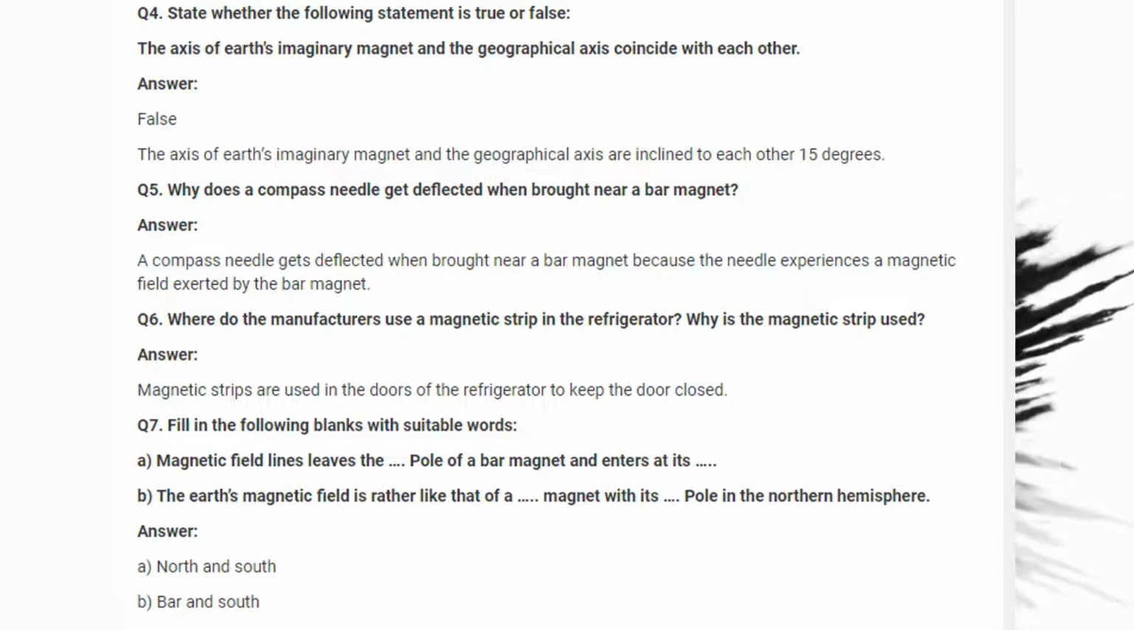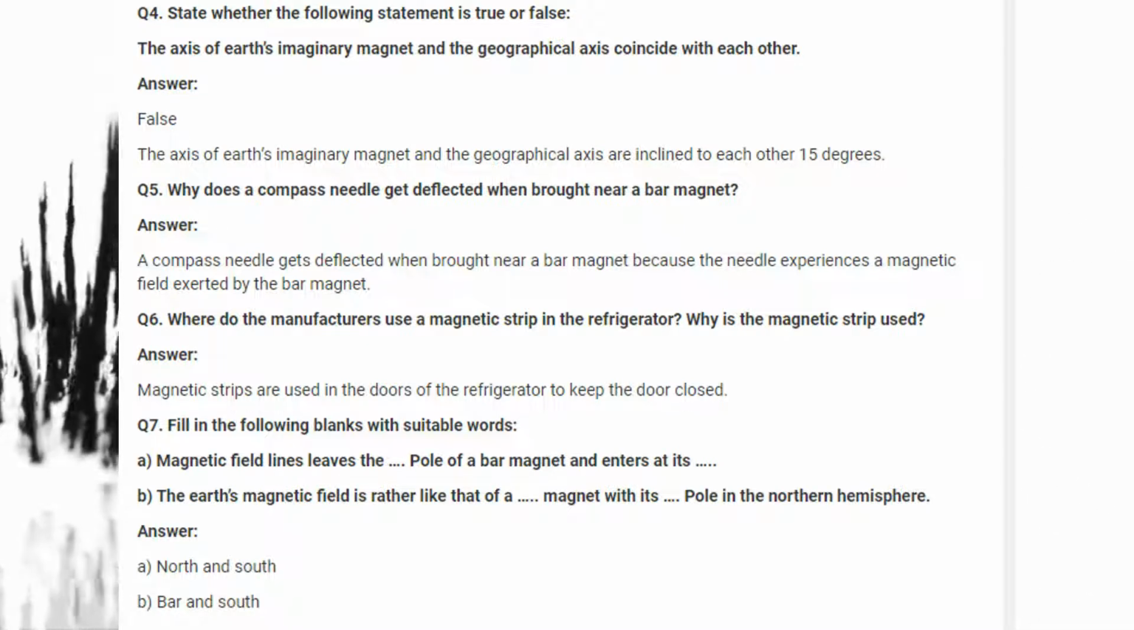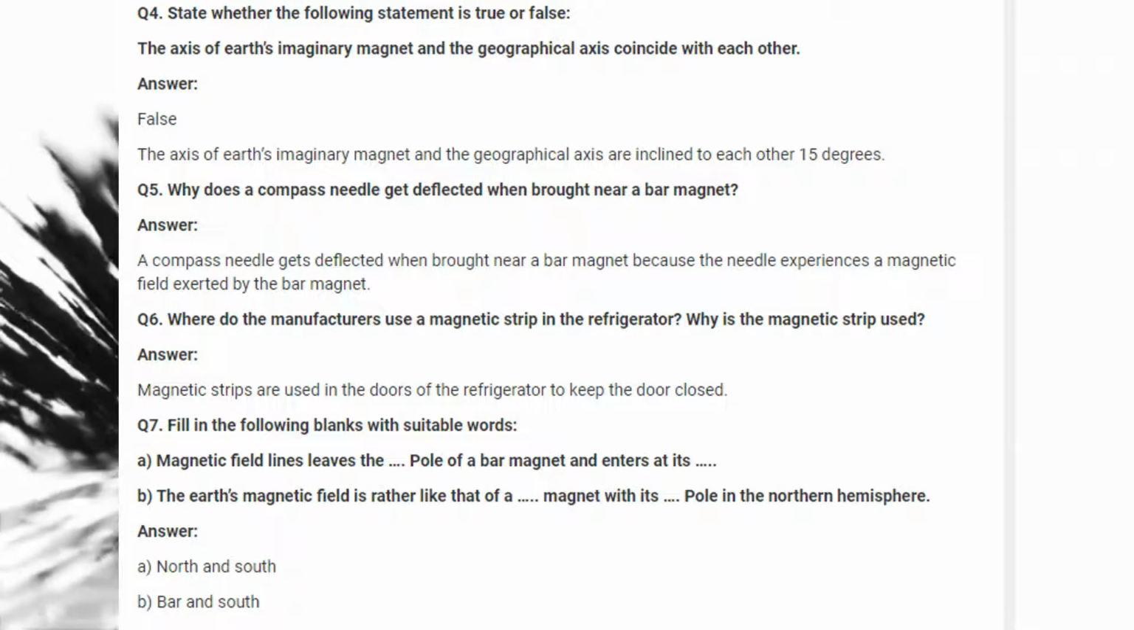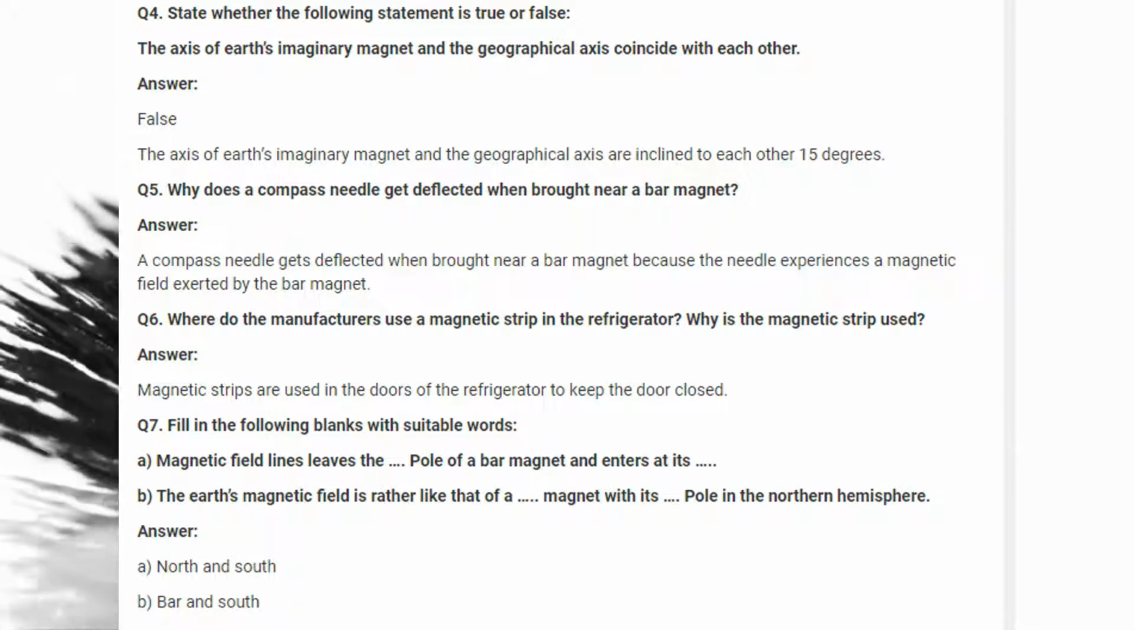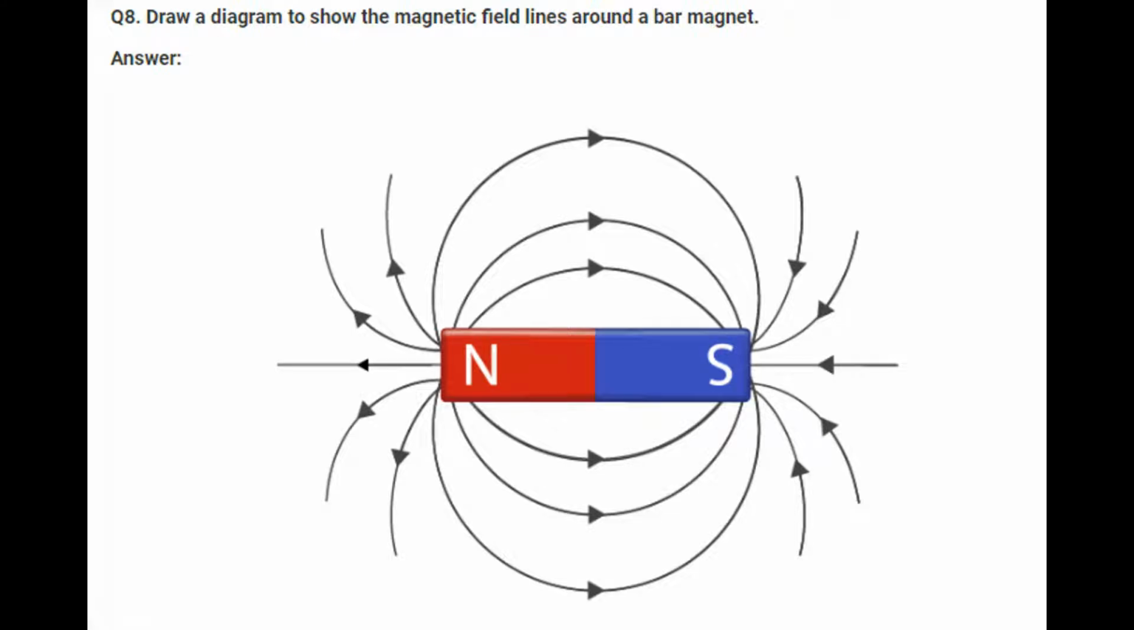Q7. Fill in the following blanks with suitable words. A. Magnetic field lines leave the ___ pole of a bar magnet and enter its ___. B. The Earth's magnetic field is rather like that of a bar magnet with its ___ pole in the northern hemisphere. Answer: A. North and south. B. Bar and south. Draw a diagram to show the magnetic field lines around a bar magnet.